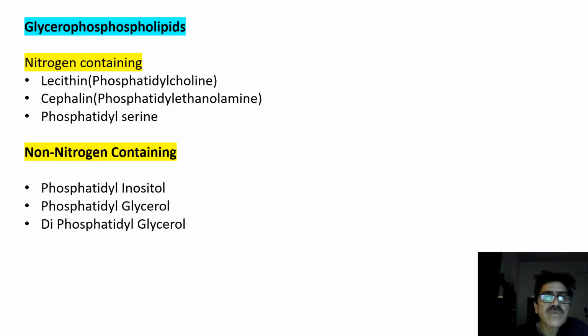Now glycerophospholipids may contain nitrogen or they may not contain nitrogen. So they are grouped into two classes: nitrogen containing and non-nitrogen containing. If nitrogen is present, then they might contain lecithin, and we call it phosphatidylcholine, or it may be cephalin, we call it phosphatidylethanolamine or phosphatidylserine. Non-nitrogen containing means they might contain inositol, they might contain glycerol or diphosphatidyl glycerol. They do not contain nitrogens.